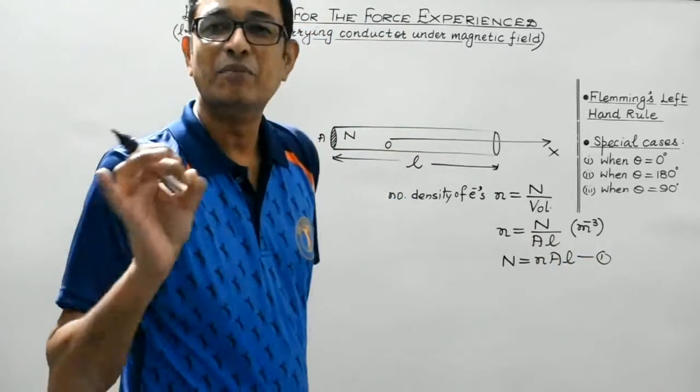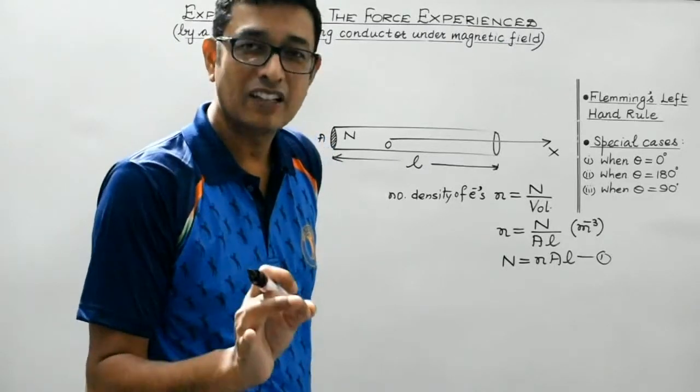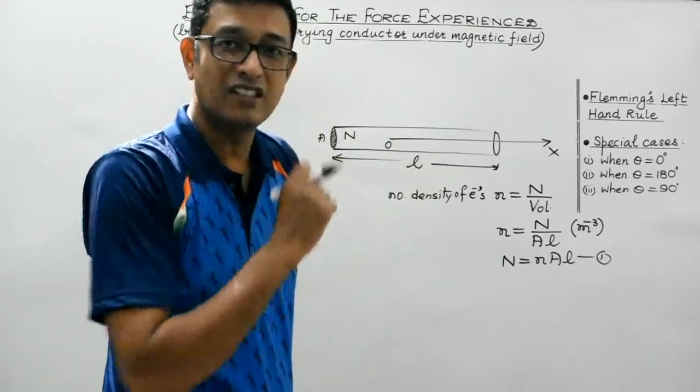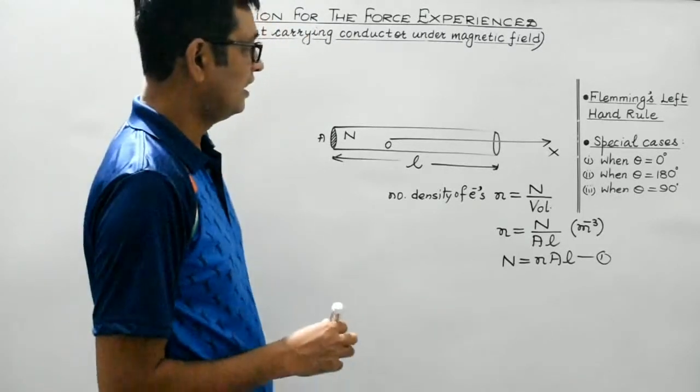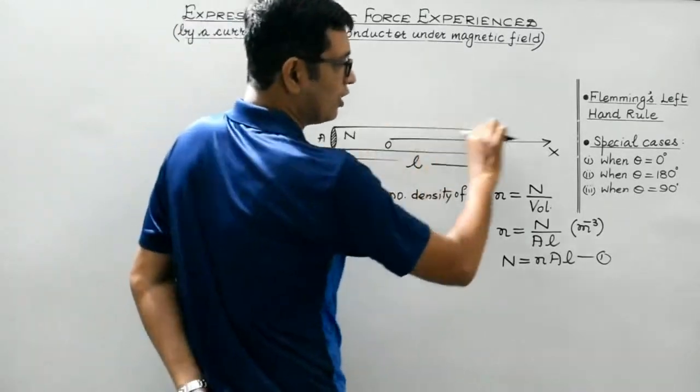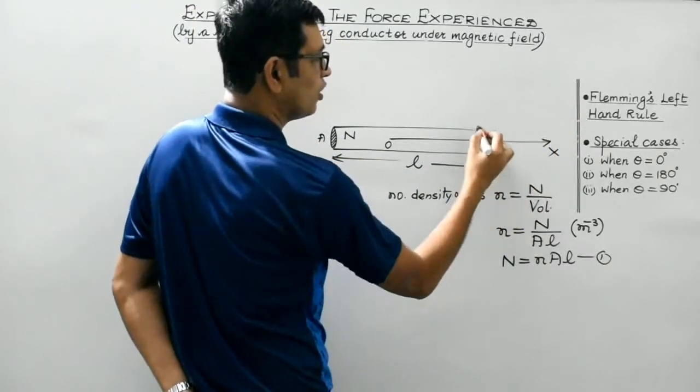Small n, it's the number density of electrons. Capital letter A, that's the cross-section area of the conductor under consideration. L is the length of the conductor, right? Let us assume the current to be flowing along the x direction. This is the direction along which the current is flowing.